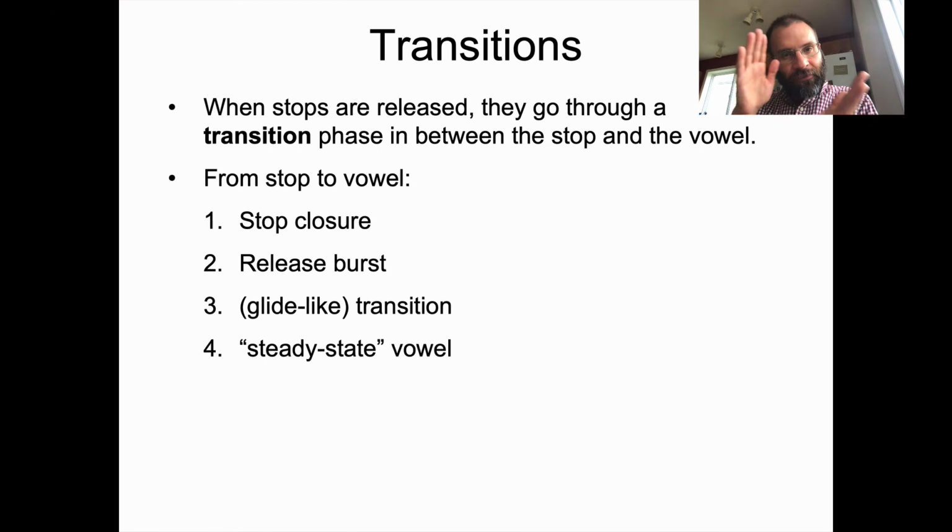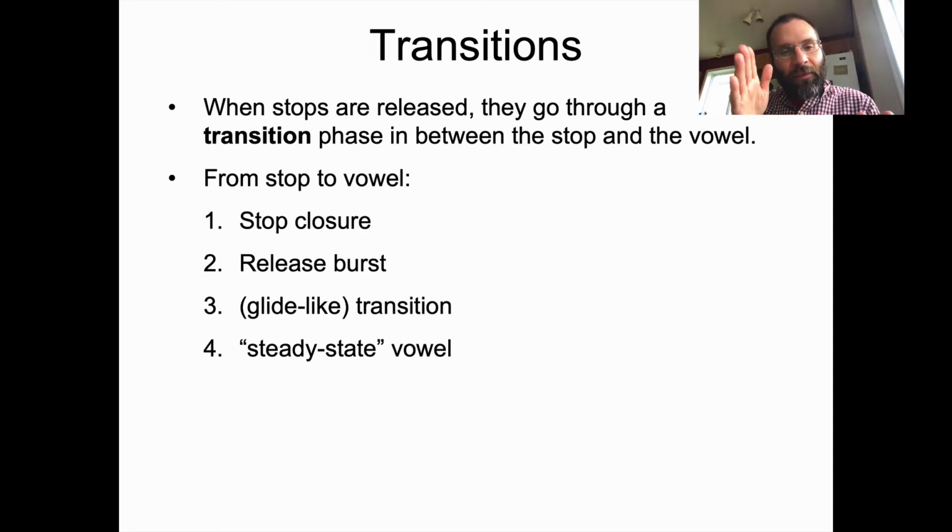So you can think about this if you have a stop closure, like closing your two lips for a buh, and then you open them. The first thing you're going to get after the closure is probably a very short release burst, where there's a puff of air that pops out of the hitherto tightly closed chamber of air in your mouth. So there's a little pop. And then you get a glide-like transition as you keep opening your mouth to get to whatever vowel you're trying to target after the stop.